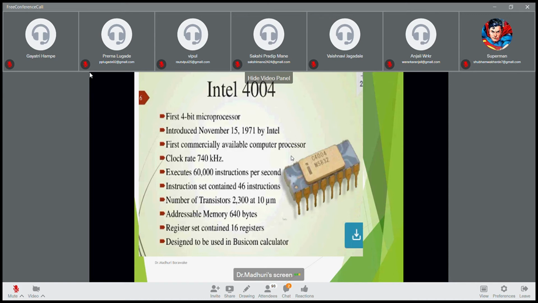Now this 4-bit microprocessor was introduced in 1971 by Intel. It has 4-bit data and a 4-bit address bus, and its clock speed is 740 kilohertz.